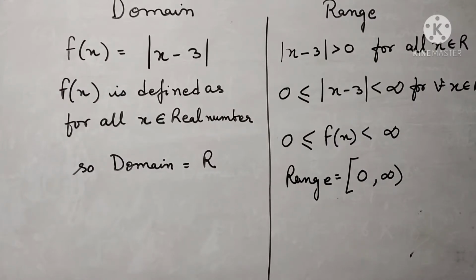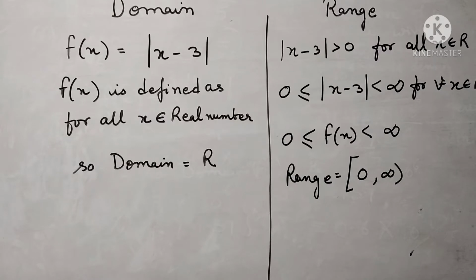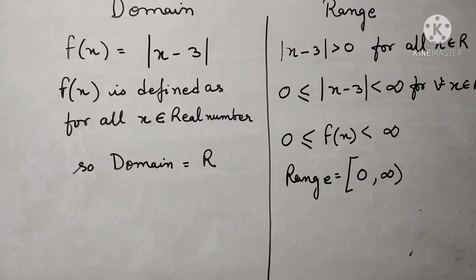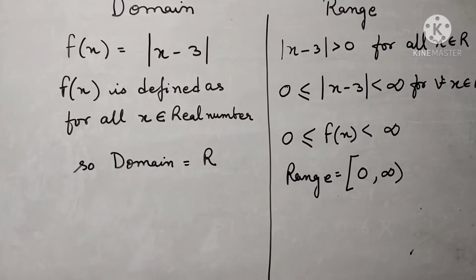Now here we observe that 0 is included in the answer, because the sign is greater than or equal to. So for writing the range, we use the square bracket before the 0 and the small bracket for the infinity. That means the value of 0 is also included in the answer. So its range is square bracket 0 comma infinity small bracket.